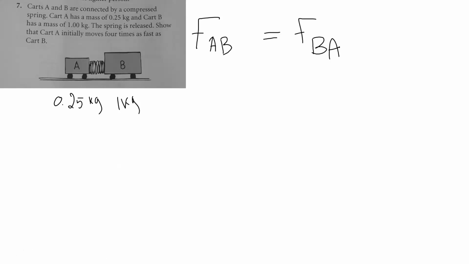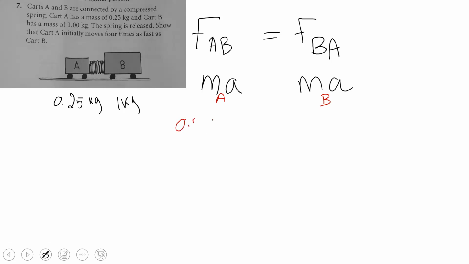Now, we said also the force is M times A. But here we have the mass for cart A, and here we have the mass for cart B. Then the mass of cart A is 0.25 times the acceleration. The acceleration here, we can say it is V over T. And here the mass of B is 1, times the velocity over the time.